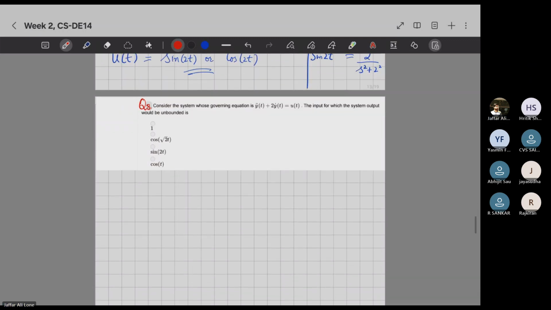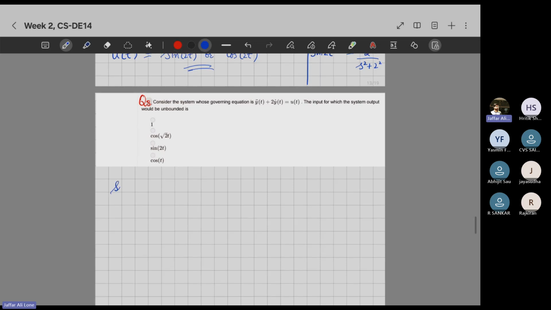Now see this question. Again, a similar question. Consider the system whose governing equation is y double dot of t plus 2y dot of t is equal to u of t. Now the question is asking for the input for which the system output would be unbounded. So again, see, the output will be unbounded. It means which input makes the system unstable.